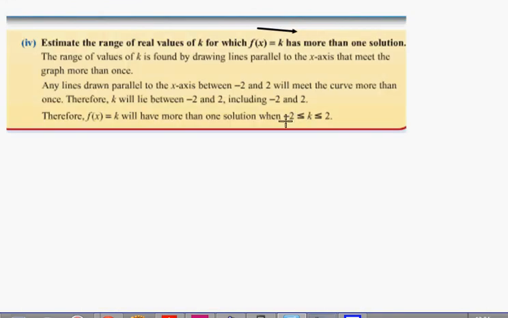So the answer is going to be in between minus 2 less than or equal to k less than or equal to 2. Because any line in between here cuts 3 times.